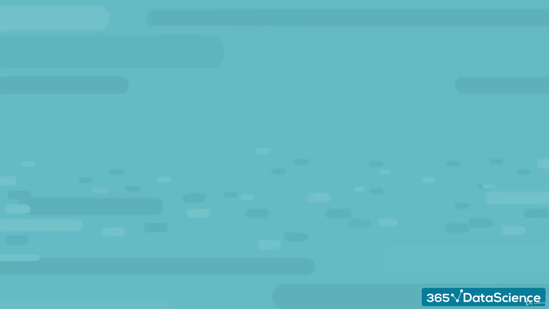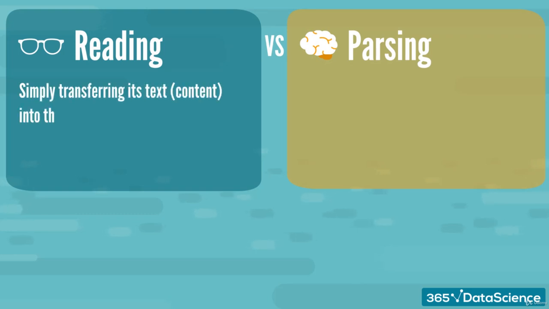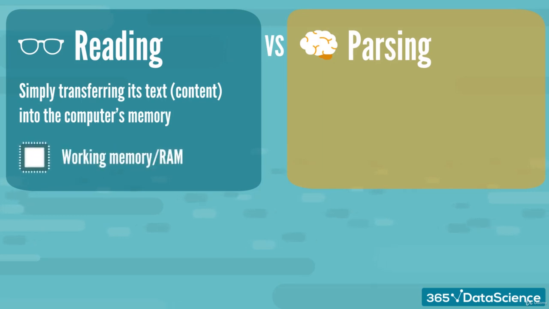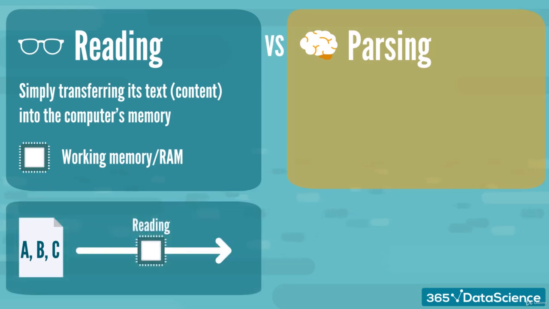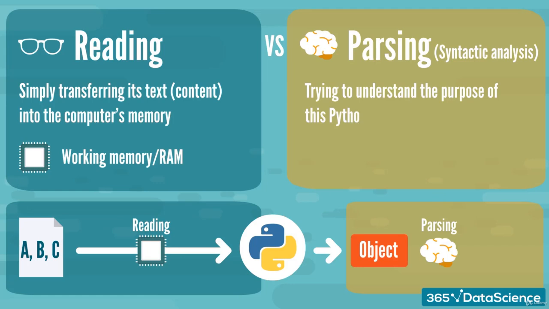What is the difference between reading and parsing a text file? The goal of reading a file is simply transferring its text, that is, its content, into the computer's memory. When working in Python, this will primarily be your working memory, or RAM memory. Once the process of reading the file has been completed, you will have your data stored into a Python file object. Then, parsing, or more formally, syntactic analysis, is about trying to understand the purpose of this Python object.